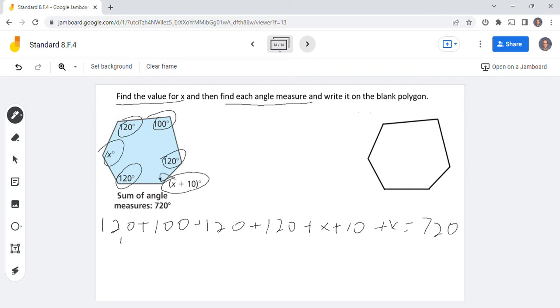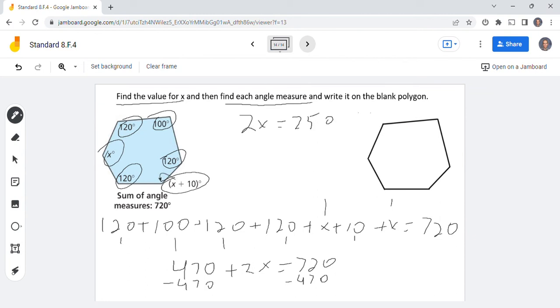So we're going to combine some like terms. All of these numbers here are like terms. So we got 470 altogether with those numbers. And then the x's are like terms as well, so we get plus 2x right here. On the other side, we get 720. Continuing, we subtract 470 from this, subtract 470 from that, and we end up with 2x on our left-hand side equals 250. Finish this out by dividing by 2, and we get x equals 125.